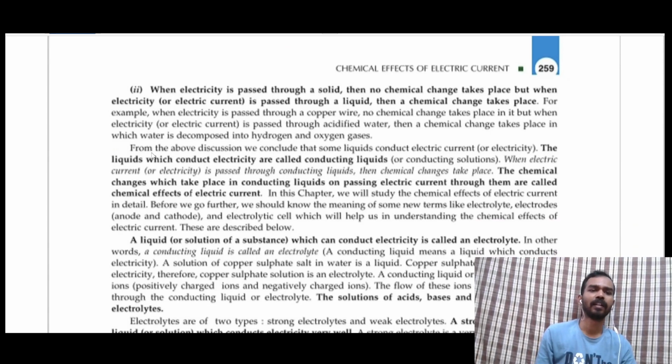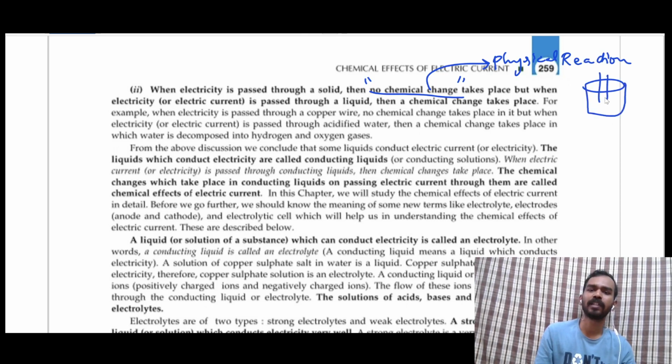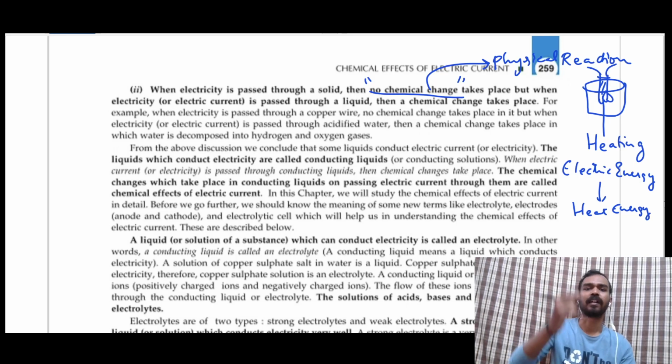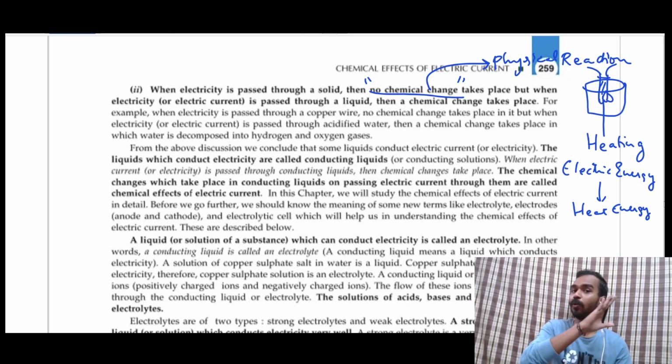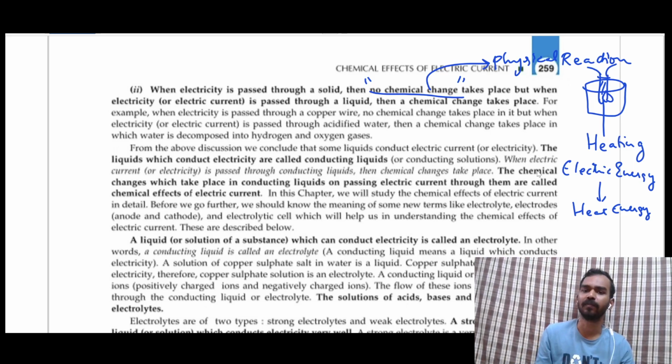Now, the second important point. I told you, current is flowing through the wire, but there is no chemical reaction. Sometimes you have a physical change. Have you seen you have a bucket and you keep a heater rod? Current is flowing through the solid only. This heater is also a solid. What happens? Heating happens. No chemical reaction, just a physical change. Electric energy is converted to heat energy. There is just a conversion of energy from one form to another, but not to chemical energy.